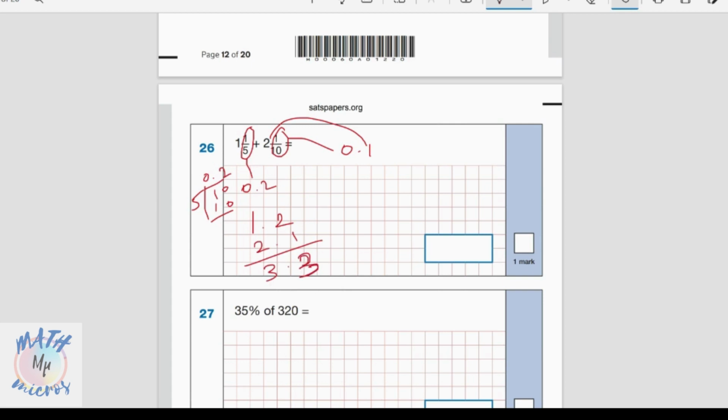Since it is represented in a fraction, you should write the answer in fraction. So 3.3, which is 3 plus 0.3, is nothing but 3 by 10. So the answer is 3 by 10.